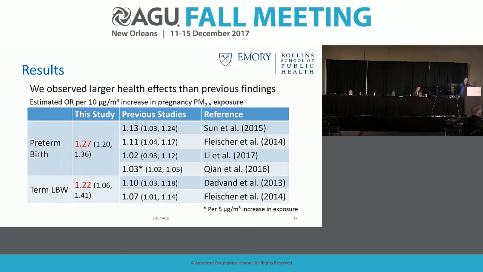We also noticed that the health effects estimated in this study are higher than previous findings. So this table summarizes the estimated odds ratio for preterm birth and term low birth weight in this study and in previous meta-analyses and studies in China. So in this study, we estimated higher values of odds ratio. We believe one reason could be that we use high resolution satellite predictions for exposure assessment. Thus, we better describe the spatial variation in exposure level and reduce the exposure error.